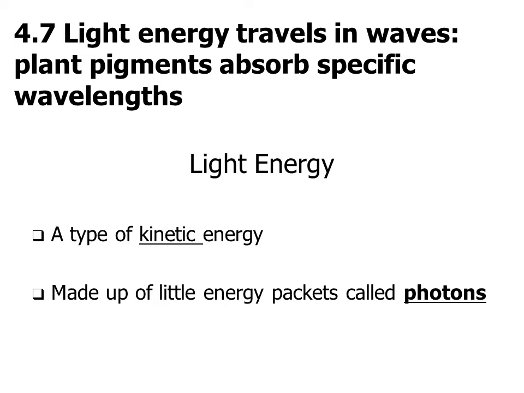I'm not probably going to test on this so much, but I do want you to understand overall that light energy travels in waves. And then there's pigments inside of plants that absorb specific wavelengths of light. So if you've ever seen a rainbow, it goes from red, ROY G BIV, so red, orange, yellow, green, blue, indigo, violet. You see all those colors in the rainbow. Each one of those colors is a specific wavelength of light. Alright, so it's a type of kinetic energy, and there's these little energy packets called photons in those wavelengths of light.